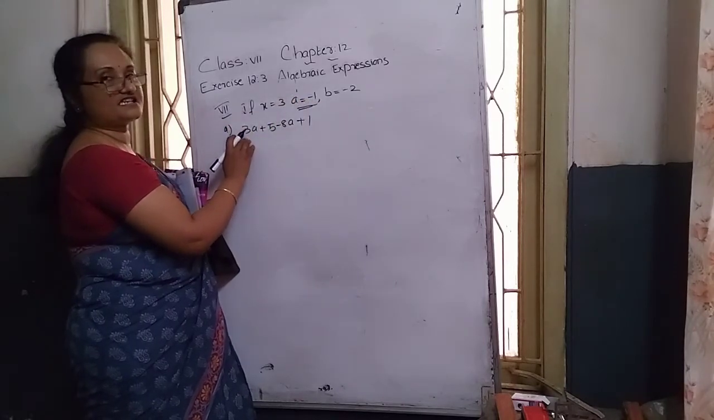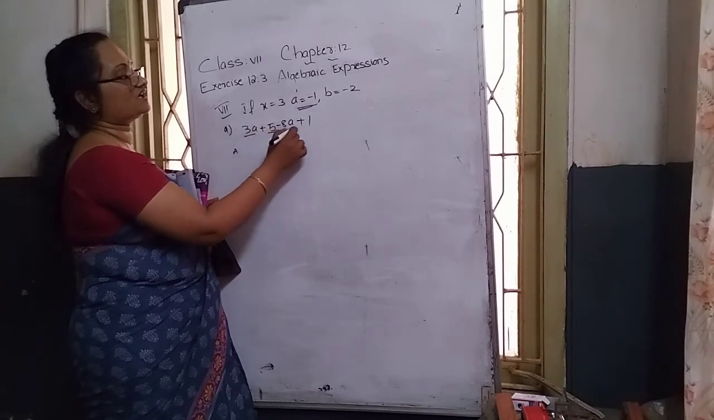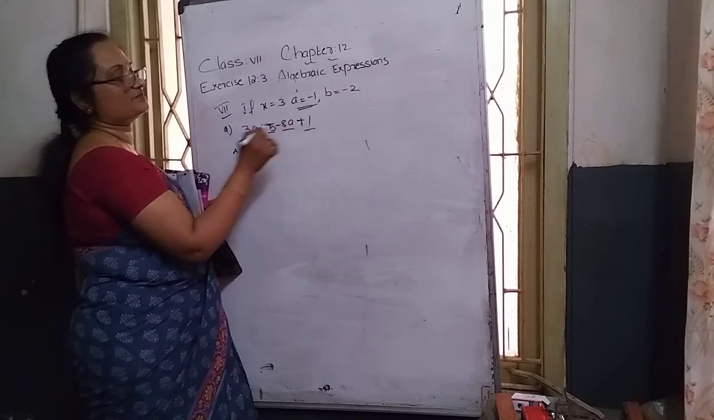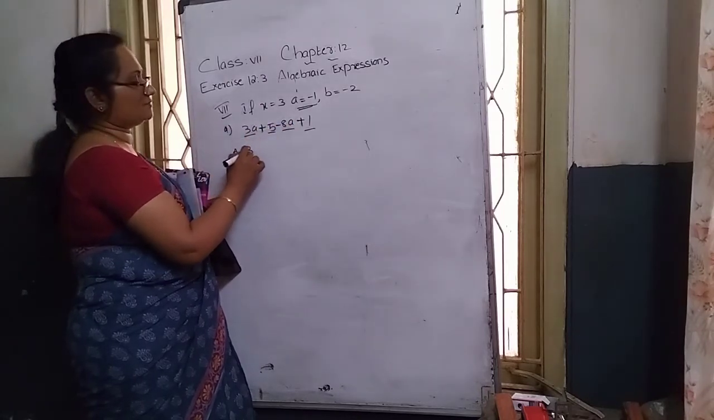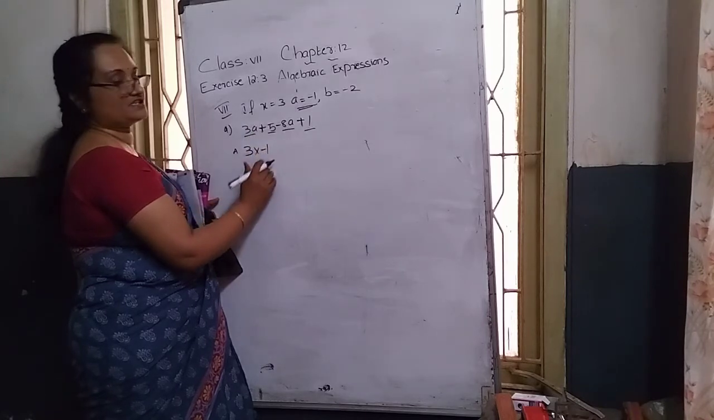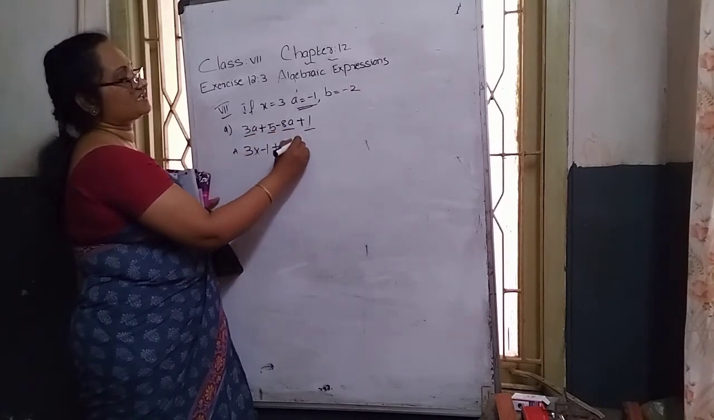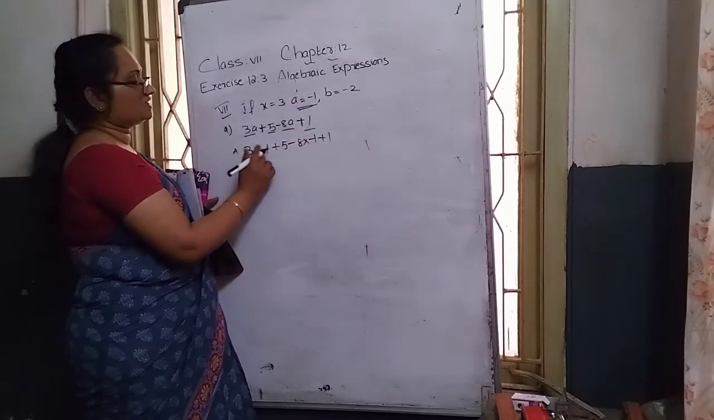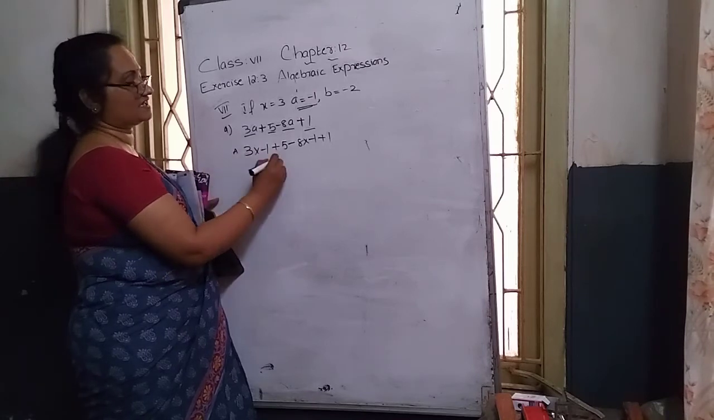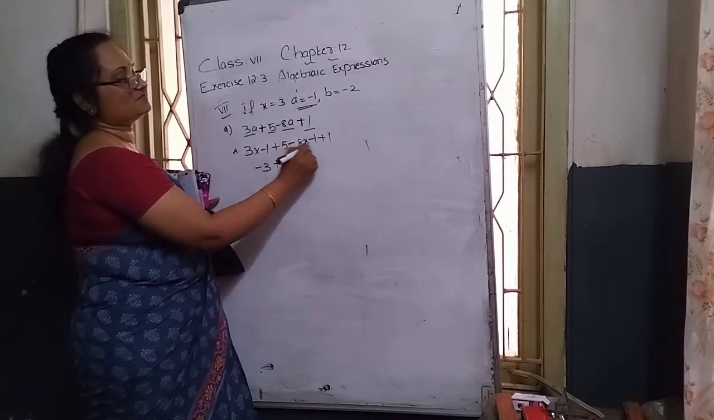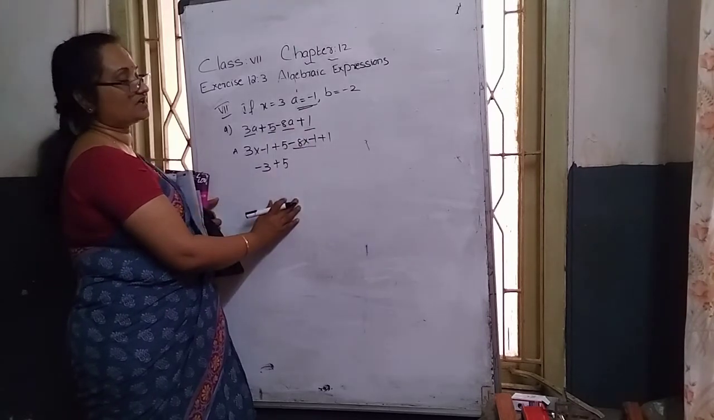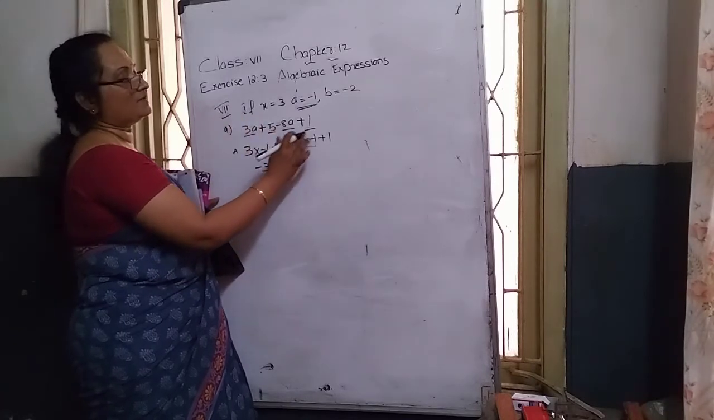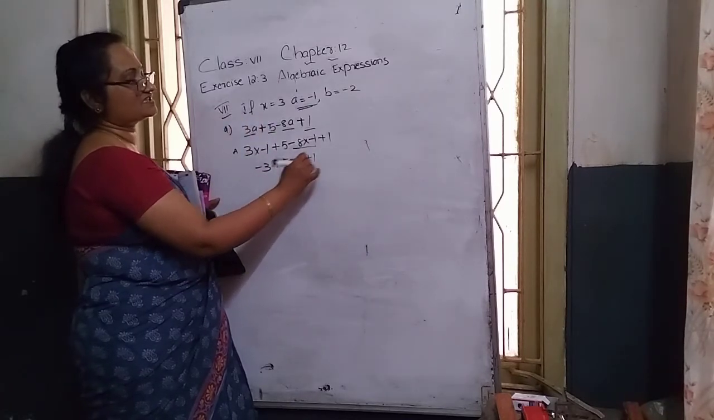Here how many terms are there? 4 terms: first term, second term, third term, fourth. How do we identify? They are separated with plus or minus. Here also separated with plus. So 3a means 3 into a value. A value is how much? Minus 1. Plus 5 minus 8a means 8 into a value, which is how much? Minus 1. Plus last term is 1. 3 into minus 1 becomes how much? Minus 3. Plus 5. Minus 8 into minus 1: 8 into 1 is 8, minus into minus changes into plus 8. The last term is plus 1.